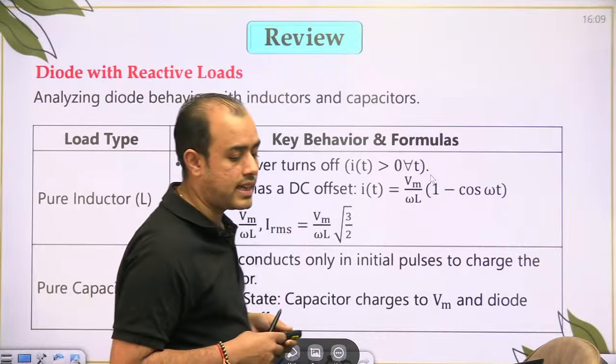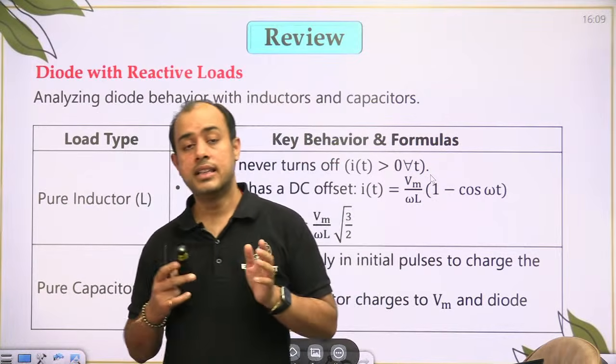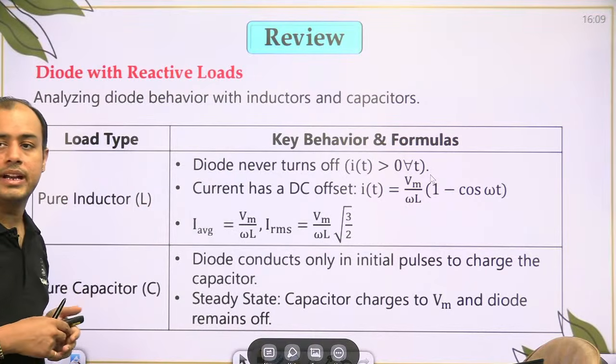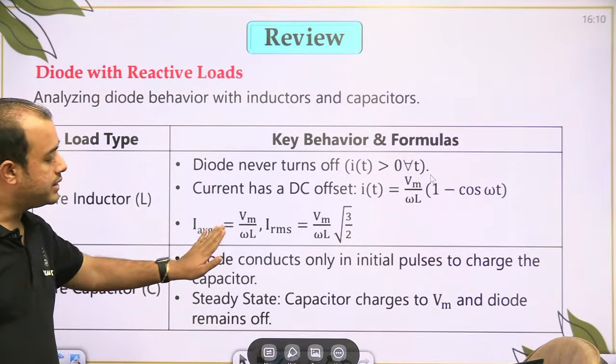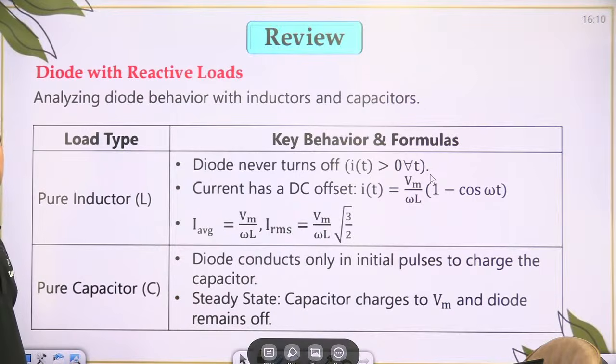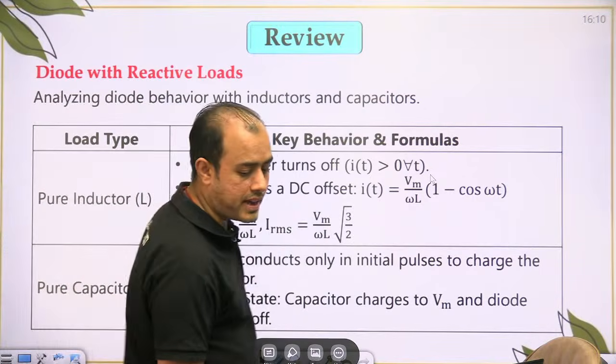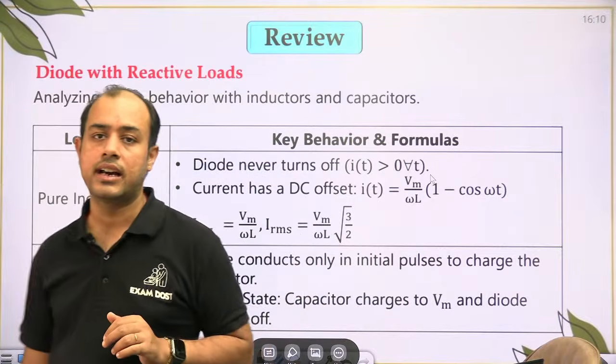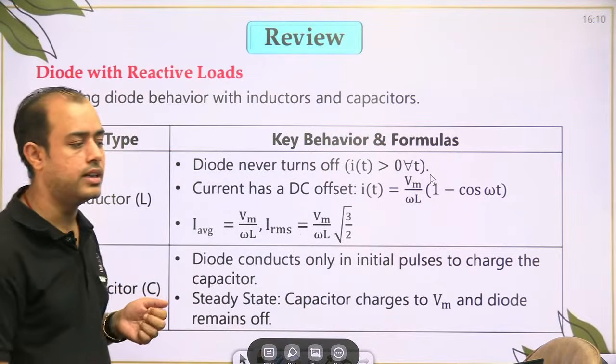Now, when you connect diode with a pure inductor, the diode never turns off. The current is given by Vm by omega L times 1 minus cos omega t. This is average and RMS. When you connect it to a pure capacitor, the diode conducts till 90 degree. After 90 degree, the current tries to reverse, so my diode turns off.